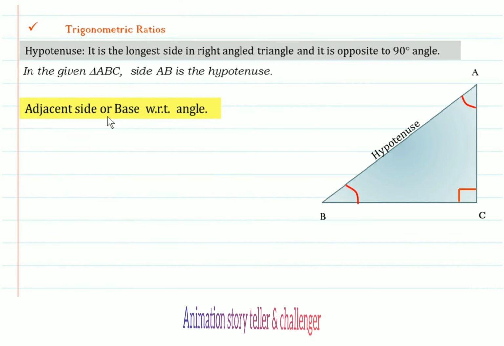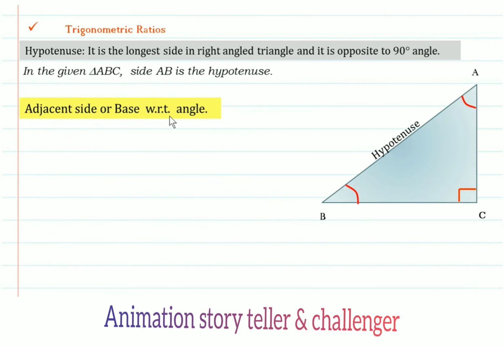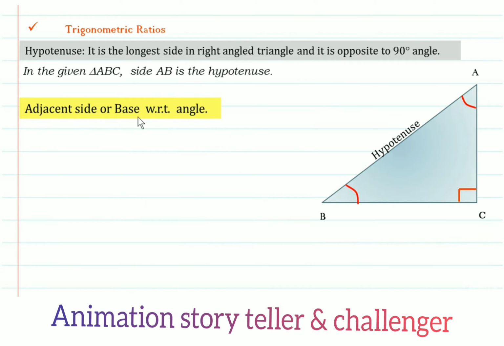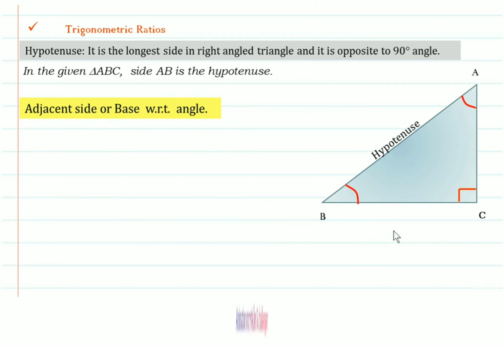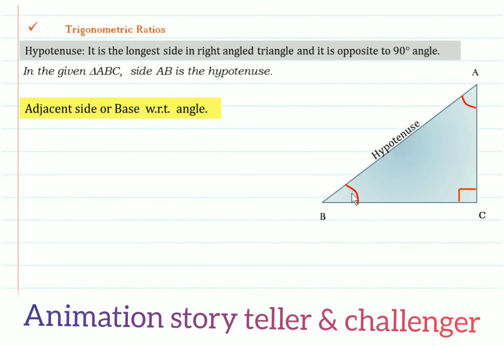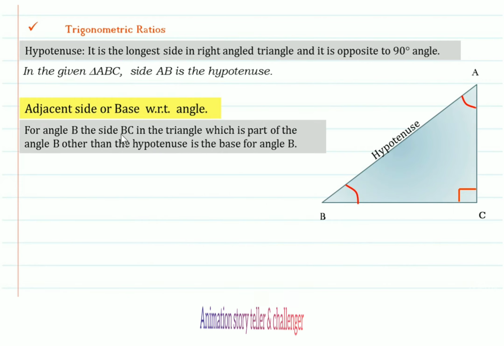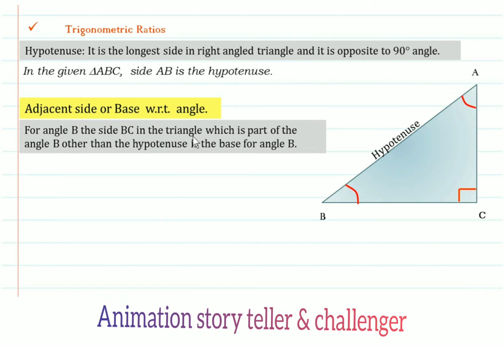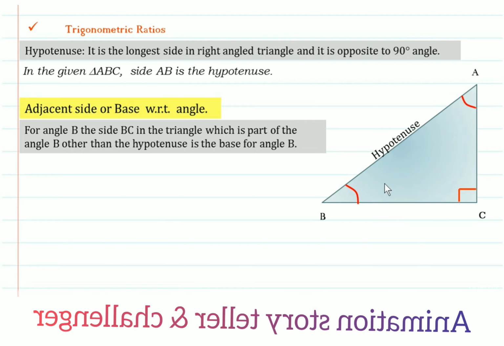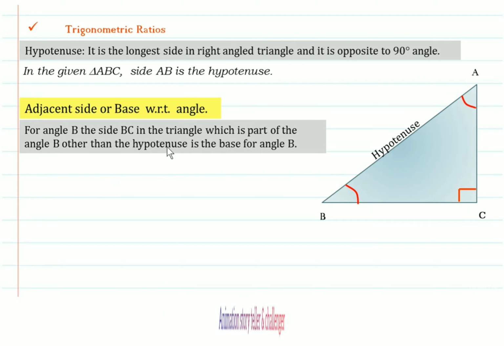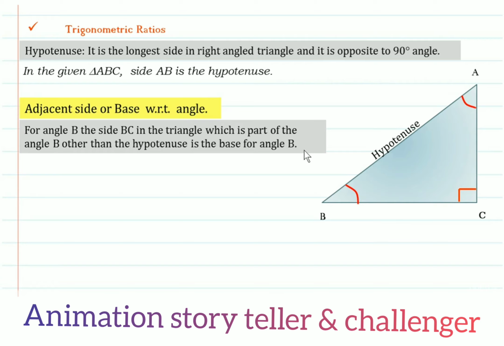Next is adjacent side or base with respect to an angle. Adjacent side or base is named according to the angle which we are considering. For example, if we consider this angle B, then the side BC in the triangle, which is the part of the angle B other than the hypotenuse, is the base of angle B.